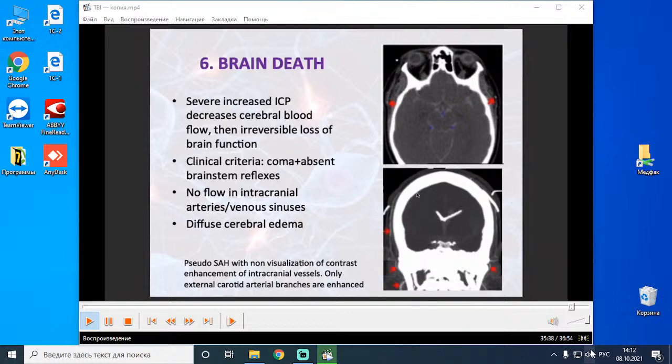You can see it here. The structural brain tissue looks like all one thing; there is no differentiating. You can't differentiate. It's like one whole tissue. You can see here only these external carotid arterial branches, here and here, and that's it. Nothing more.